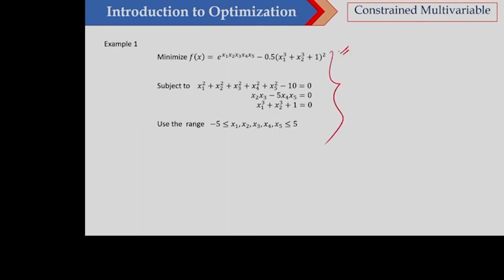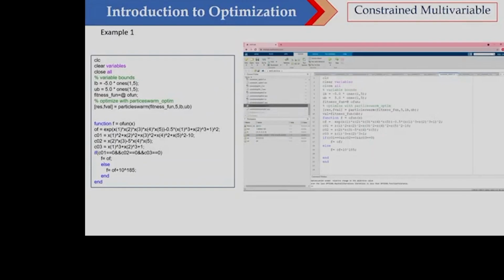So, we have an objective function, and there are three equality type constraints, okay, and the range for x1, x2, x3, x4 and x5 is between -5 and +5. So, this is a complicated problem. This problem we have solved using a classical optimization method, and here we will solve it using particle swarm optimization. So, here what you have to do, we have constraints now.